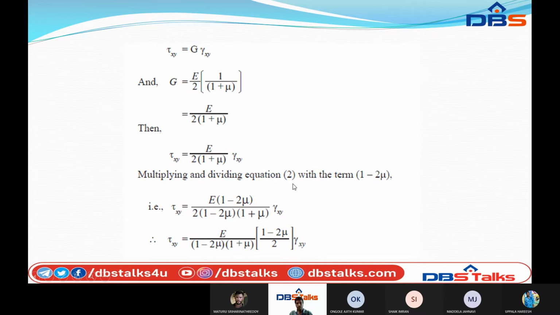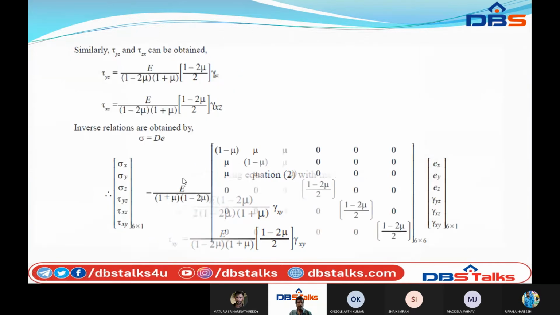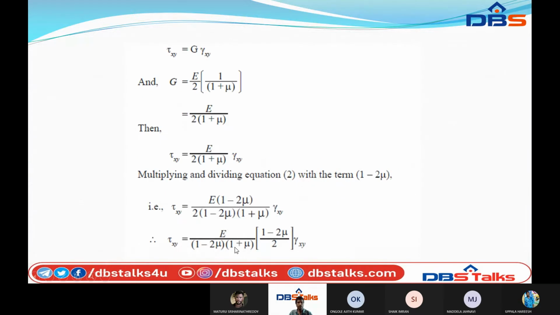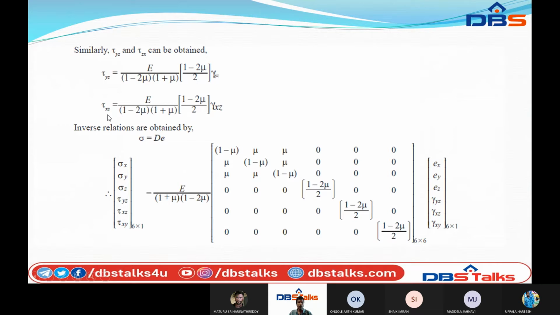Multiplying and dividing equation 2 with the term 1 minus 2 mu. Why are we multiplying and dividing this term with 1 minus 2 mu? For cancellation, substitution and simplifying that equation, I am multiplying and dividing the term with 1 minus 2 mu. Here I am multiplying E into 1 minus 2 mu, and here also 2 into 1 minus 2 mu into 1 plus mu xy. After substituting, tau xy equals E by 1 minus 2 mu into 1 plus mu, 1 minus 2 mu by 2 into mu xy. Similarly for tau yz and tau xz.